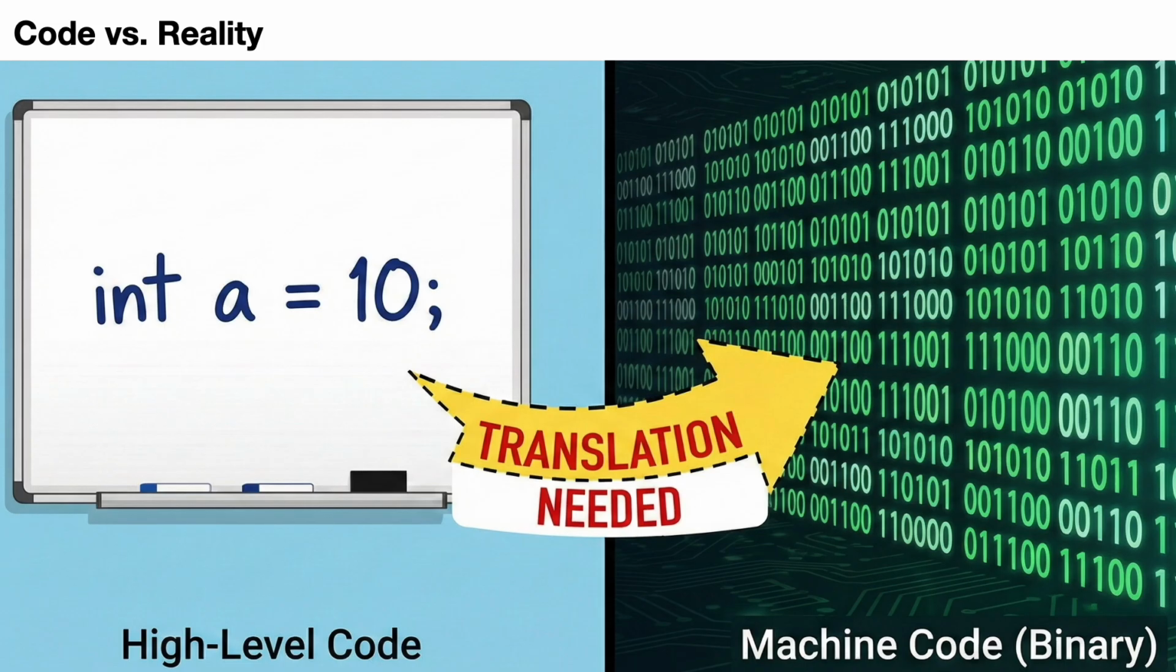Code versus reality. Let's look at a simple example. When you write int a = 10, it looks clean, it is readable, it is friendly. But to a CPU, this text means absolutely nothing. A CPU does not understand English, it does not understand C, Python, or Java. It is a piece of rock that barely understands electricity. It only speaks machine code, binary. So, your job as an engineer is not just to write code, it is to understand the journey that code takes to become hardware instruction.